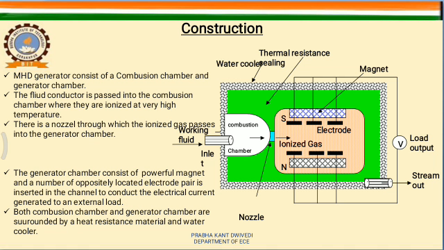A nozzle is used to provide high velocity to these ionized gases. The generator chamber consists of a powerful magnet and a number of oppositely located electrode pairs inserted in the channel to conduct the electrical current generated to an external load. Both combustion chamber and generator chamber are surrounded by a heat resistant material and water cooler.